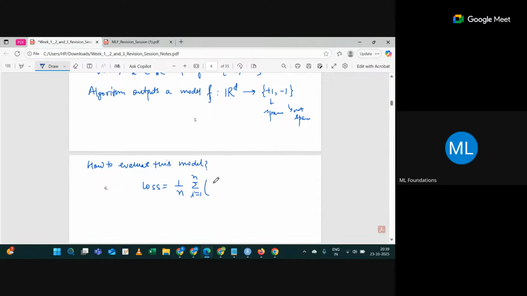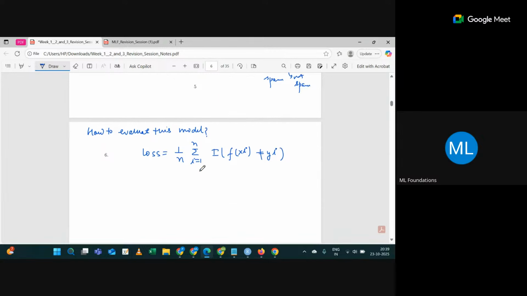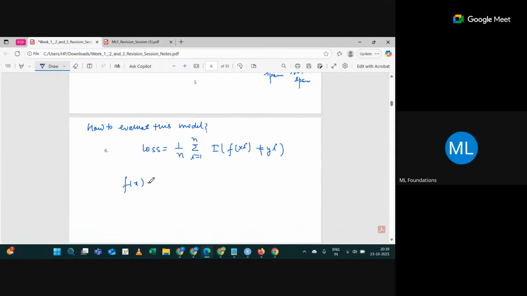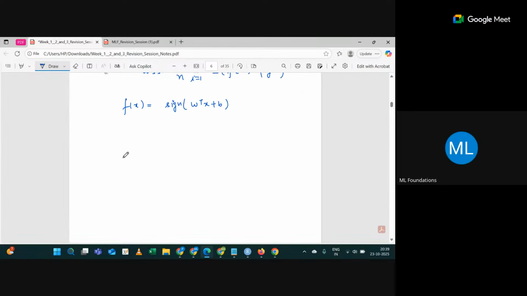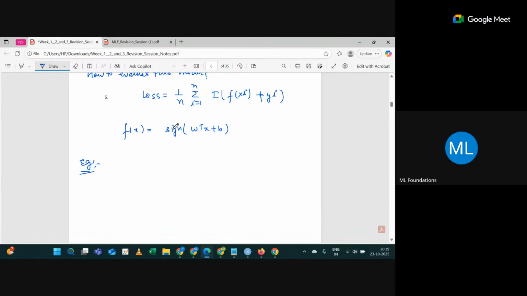So I will use the indicator function. How it works: you have to check whether f of xi, the model, is not equal to yi. And what is this f of x basically? It is sign of some function, let's say w transpose x plus b. Okay, so let's do one very simple example so it will be clear how to calculate the loss in case of classification.